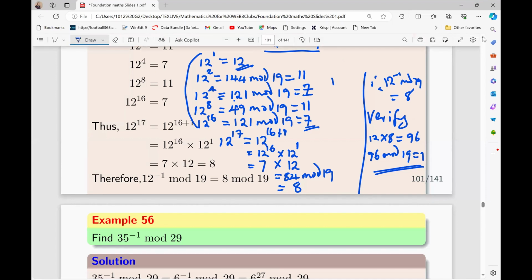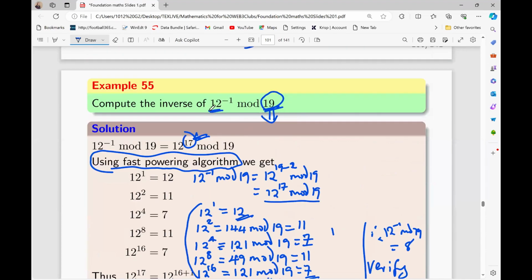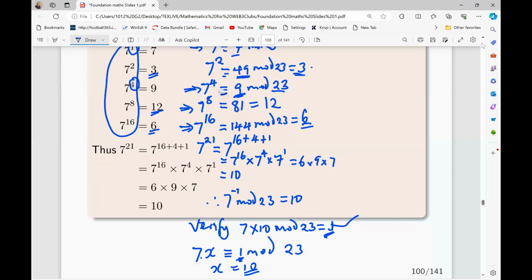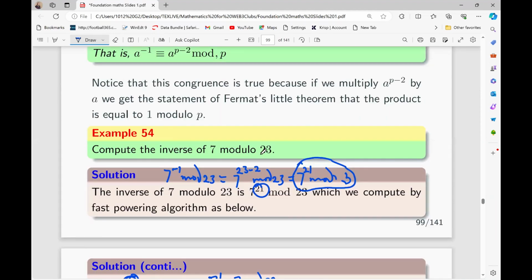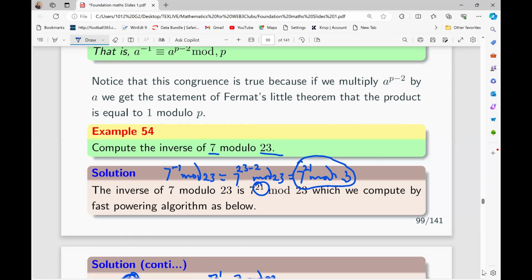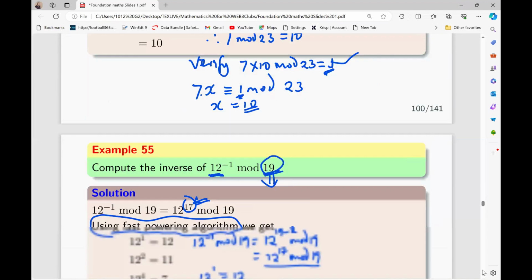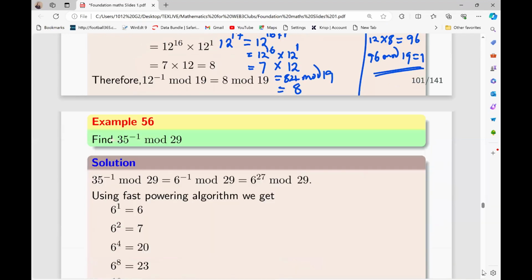Now, the first 2 examples that we've been doing, the number coming before the mod was smaller than the number after the mod. For instance, you can see 12 here is smaller than 19. Even in this other example, 7 was smaller than 23. So I now want to look at the case where the number before the mod is larger than the number after.